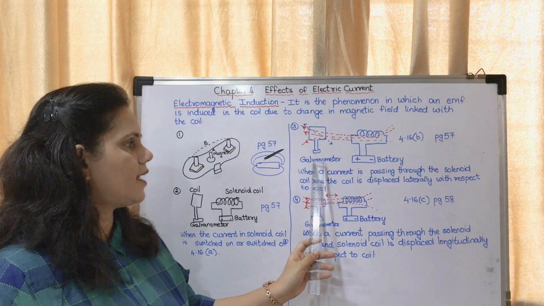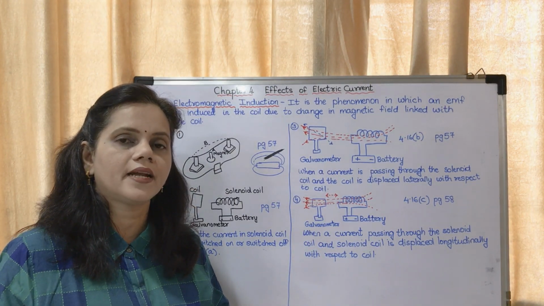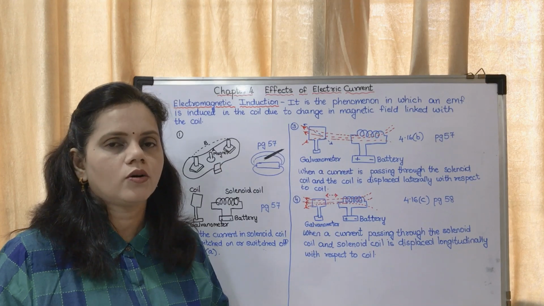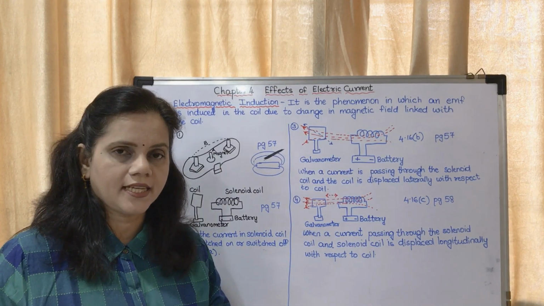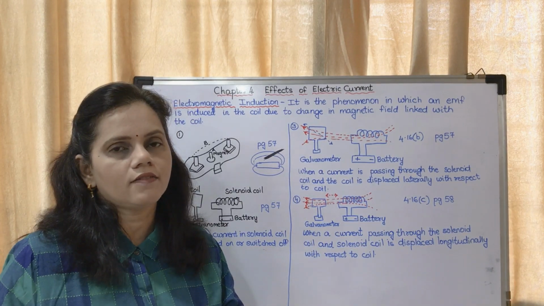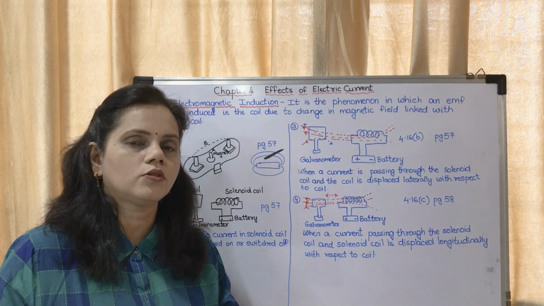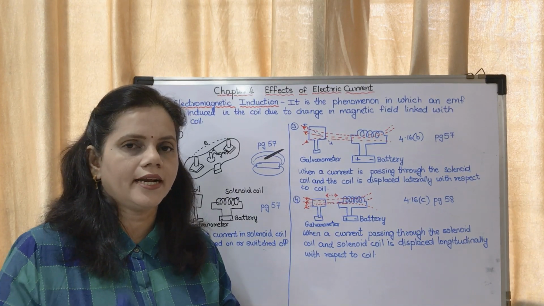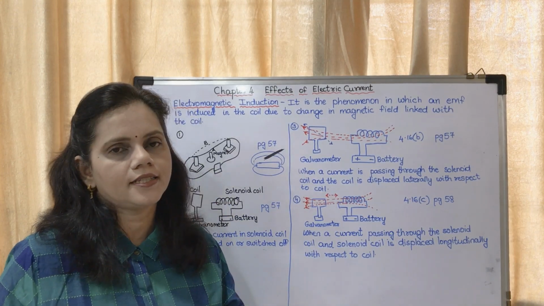Now what is a galvanometer? A galvanometer is an instrument which measures the presence of current. I'll tell you in the next clip how a galvanometer works. For the time being, it is an instrument which shows the presence of current. That means the pointer will move if the current is there in the circuit.